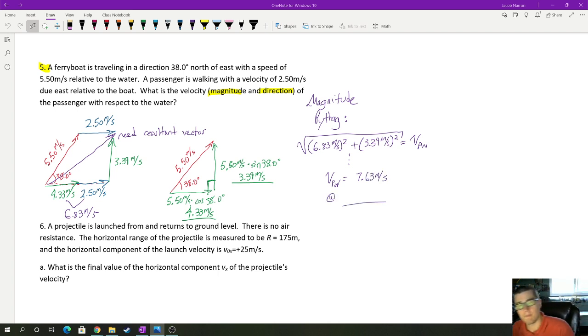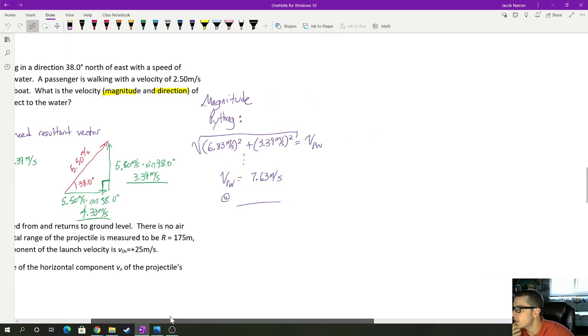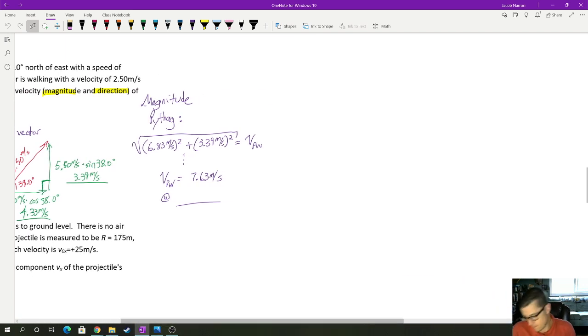We don't know the direction. So the extra step that we have to do here is we have to find out what that direction is. Magnitude is the same as before. But in order to get the direction, I'm actually going to rewrite the whole resultant vector triangle over here. Try and get a little bit closer to what it actually is.